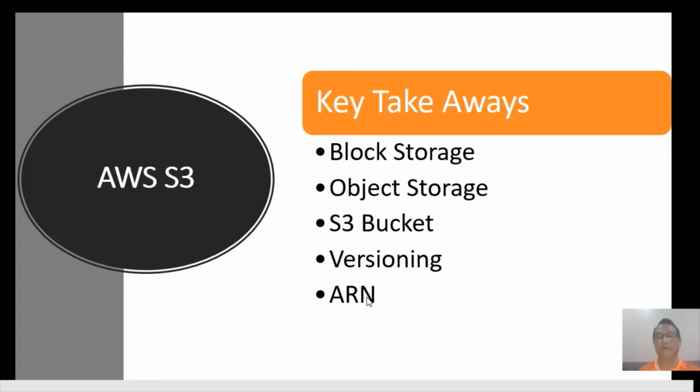Then we'll know about what is an ARN, Amazon Resource Name. Every bucket and every object has an ARN. We'll be seeing that in our lab. So let's go to our lab.